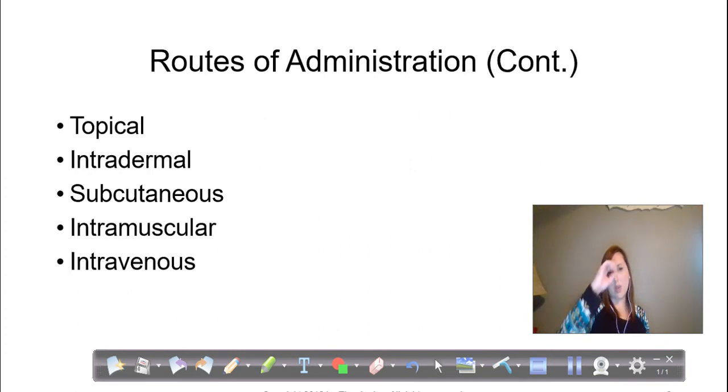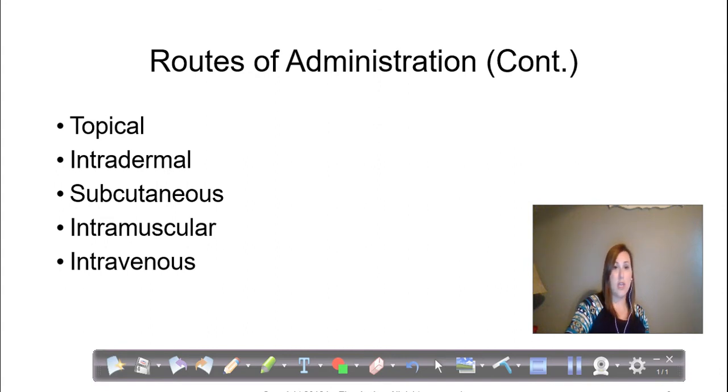Topical is like a cream where you put a cream onto the skin. Intradermal is just under the epidermis, and it goes into the dermis. That might be like the TB test that you all got before you started class. Subcutaneous, that's into the fatty adipose tissue. Insulin is an example in diabetic patients. That's given subcutaneously. Intramuscular is IM. Vaccines are given that way.